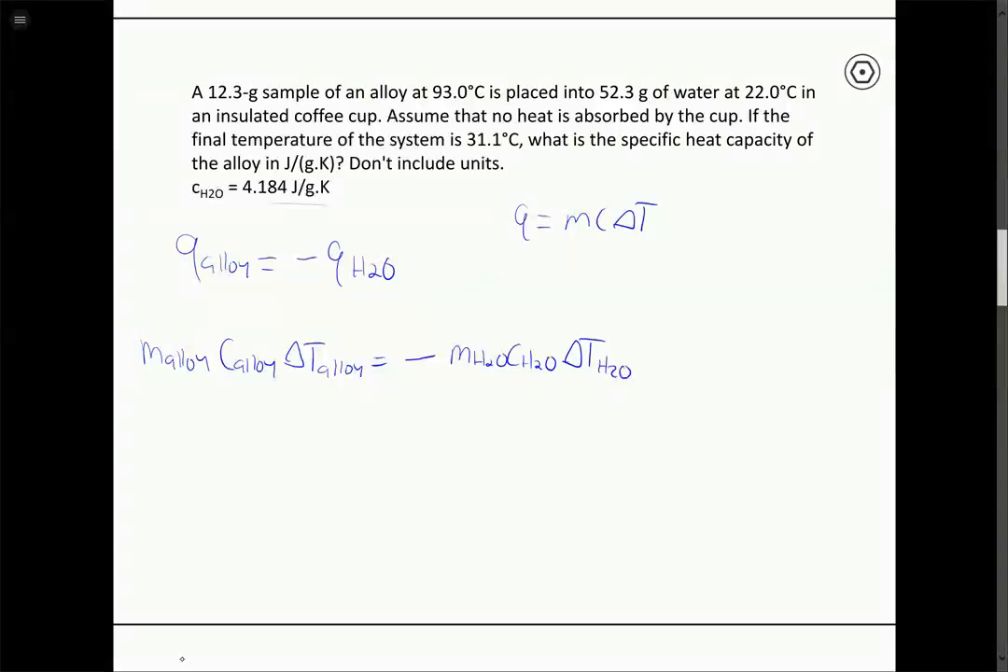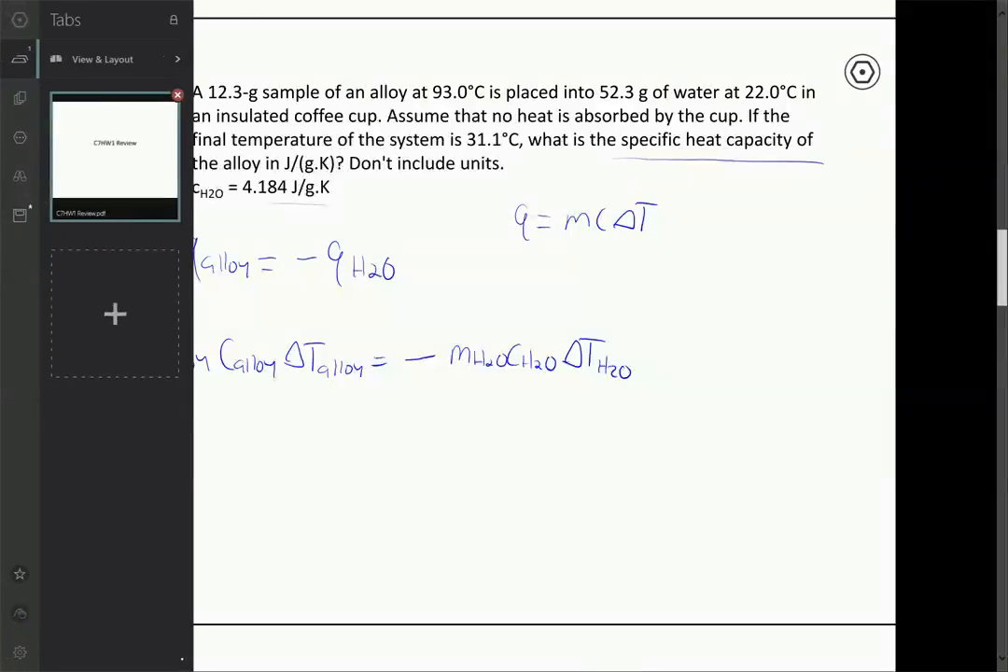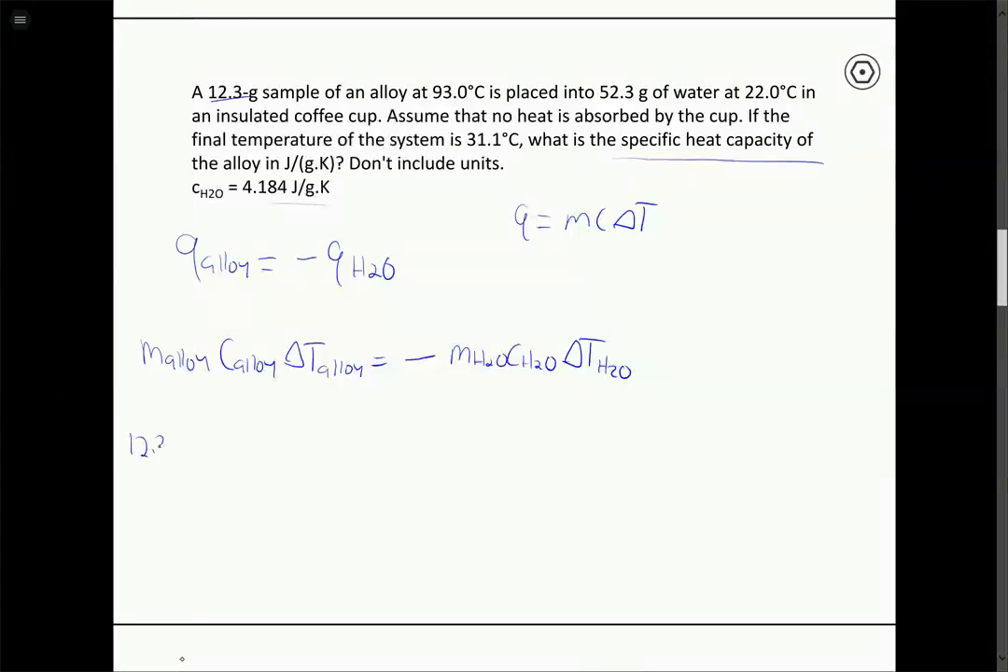Alright, and now we just have to start plugging in numbers that are given in the problem. There should only be one unknown, which is the specific heat capacity of the alloy. So the mass of the alloy is 12.3 grams. We have the specific heat capacity of the alloy, which is unknown. And then delta T for the alloy: the final temperature for both the alloy and the water is 31.1 degrees Celsius. That's the temperature at which heat transfer stops. So that's our T final for the alloy.